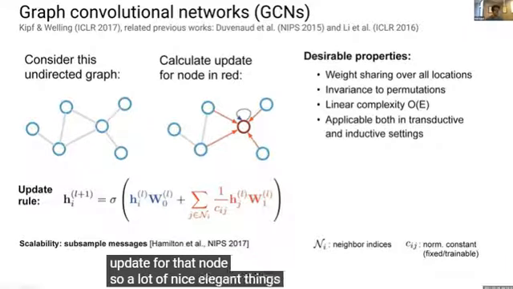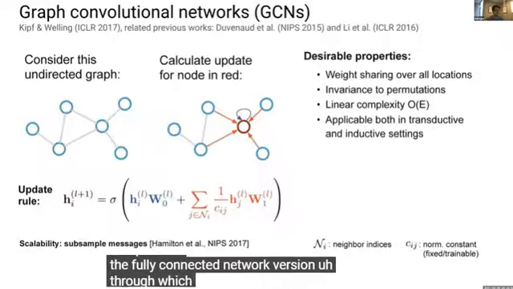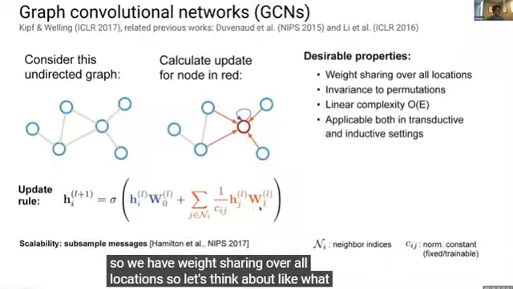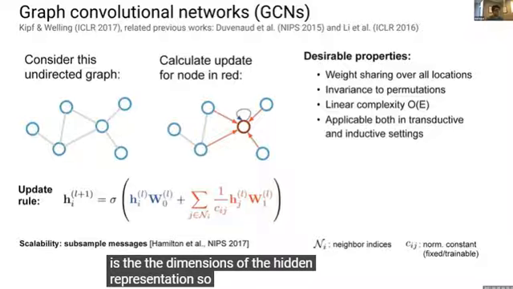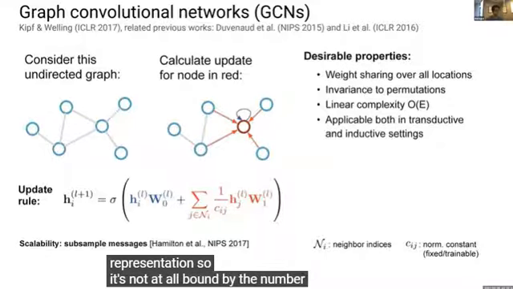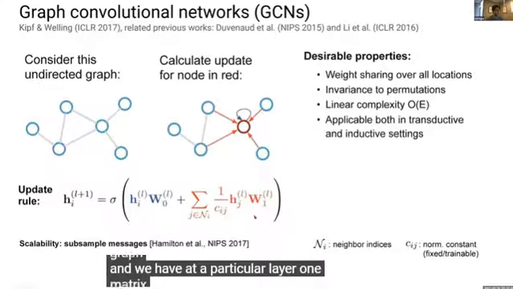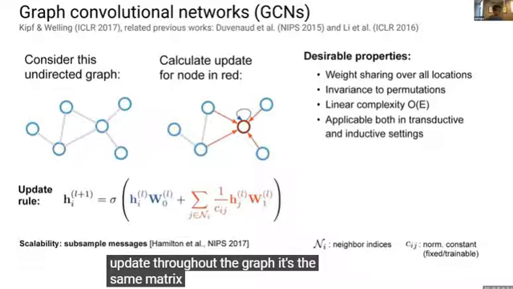So a lot of nice, elegant things have been introduced by this model as compared to the fully connected network version through which we were trying to solve this. We have weight sharing over all locations. So let's think about what this W sub 1 actually is. It's a D by D matrix, where D is the dimension of the hidden representation. So it's not at all bound by the number of nodes or the number of edges in the graph. At a particular layer, we have one matrix that is used for all the contributions from neighbors, regardless of where you're applying this update throughout the graph, it's the same matrix. And then we have one matrix that's used for self updates.